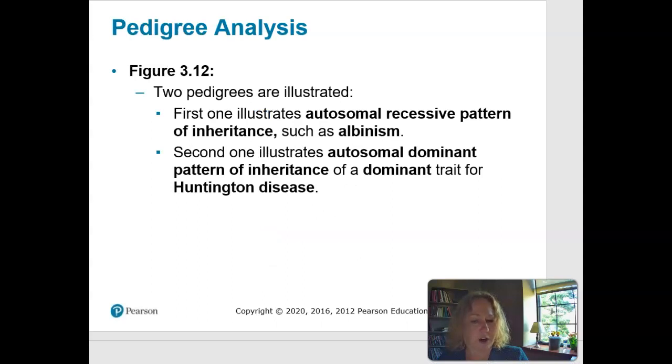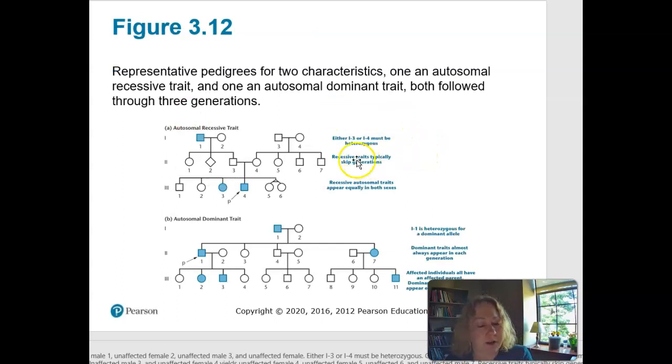Two pedigrees here are illustrated. The first one illustrates an autosomal recessive pattern of inheritance, so you've got to have both of them be recessive. And the second illustrates an autosomal dominant pattern of inheritance. Okay, the first one. Let's see what we can figure out.